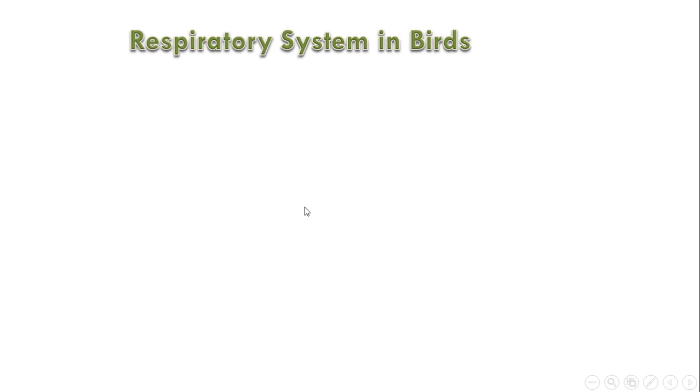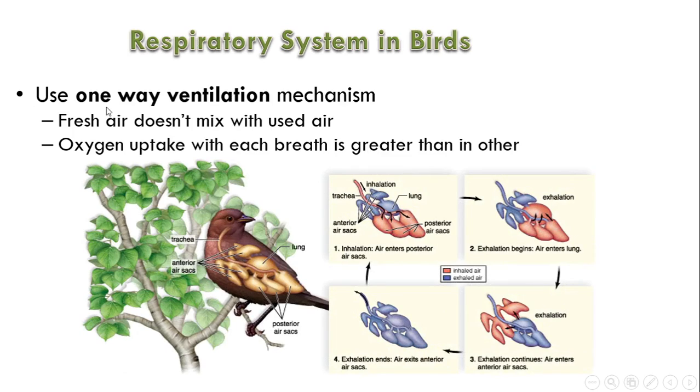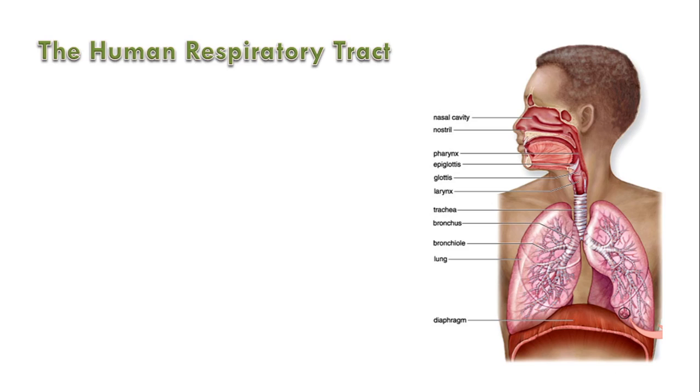Respiratory system in birds. Birds use a one-way ventilation mechanism. Fresh air does not mix with used air. Oxygen uptake with each breath is greater than in other vertebrates. The human respiratory tracts.